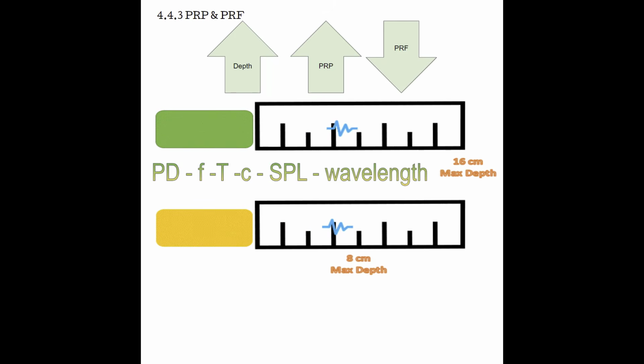So it's going to have more depth, more listening time, less pulses per second. And we can see that visually comparing that to the yellow one, which is only imaging to 8 centimeters. That pulse is sent out much more quickly compared to the 16 centimeter pulse. So in the yellow transducer, we see that the depth is reduced, which means that the pulse repetition period is reduced. There's less listening time, which means we can send out more pulses per second.